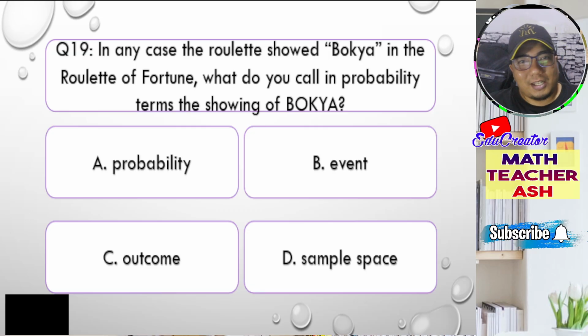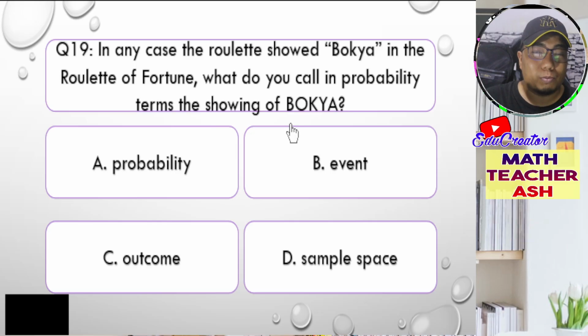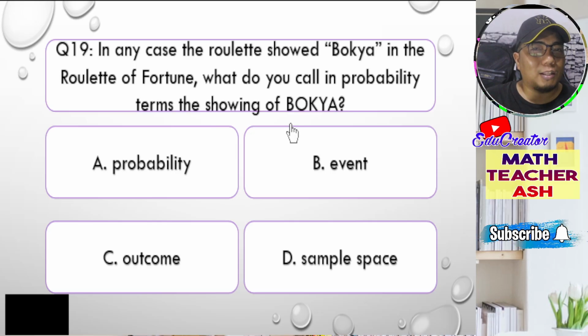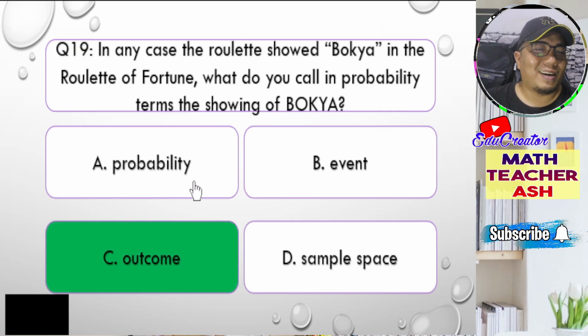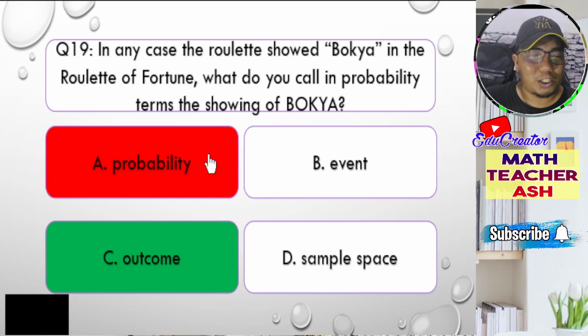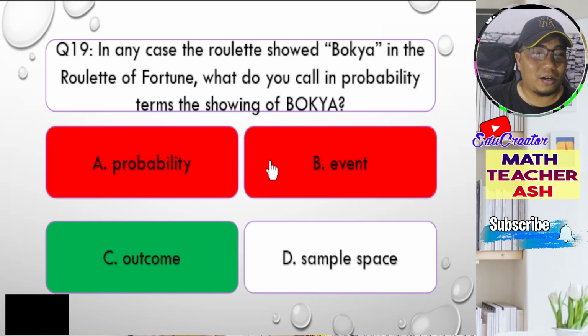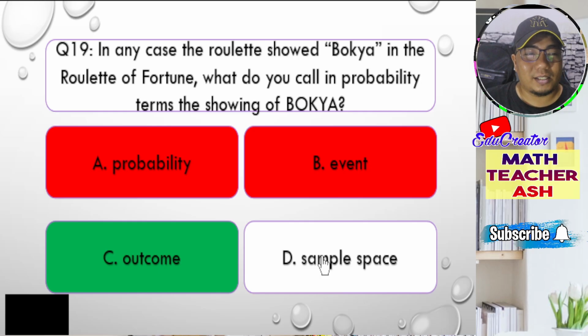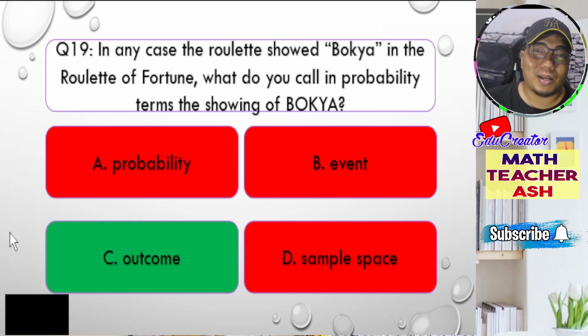Okay, math learners, this is just an application of your vocabulary skills. Why? Because here the scenario says about the result that shows bokya. Now, in the vocabulary of probability, the term result is referred to as, very good, outcome. So the correct answer for this question is letter C. Probability is the chances, event is the whole scenario, the sample space is how many scenarios we have. I hope you got that one, my dear math learners.